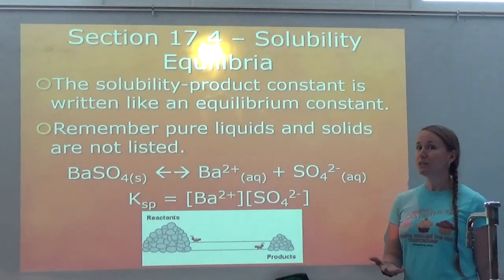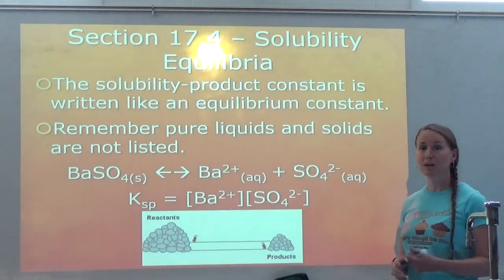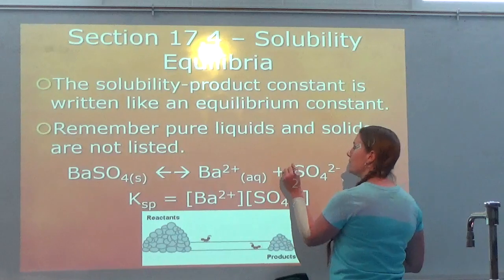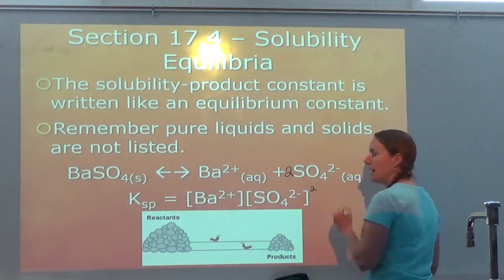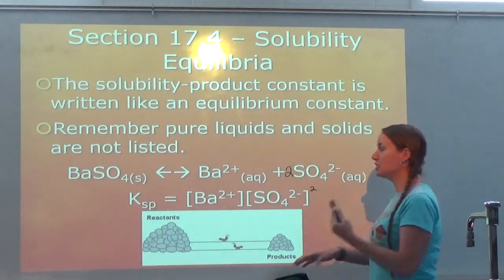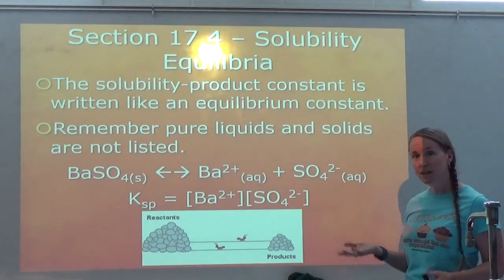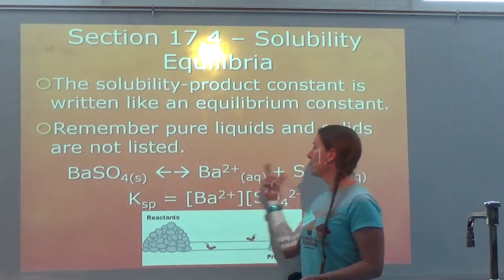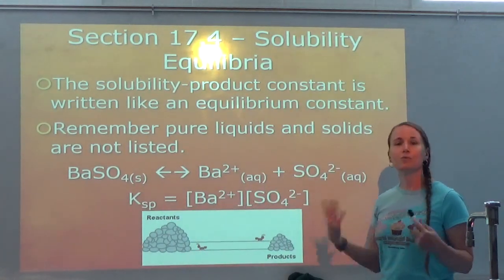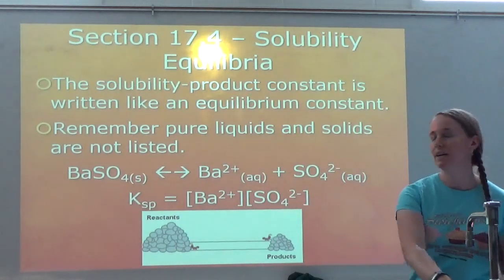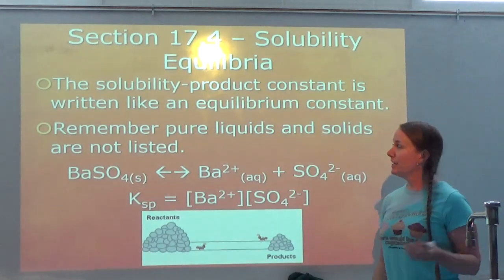Now, it's been a while since we've had to use coefficients because we've been on acids and bases. But for example, if there had been a 2 here, I would have squared that one. Okay, so just don't forget about that. So if they ask you to write Ksp for a substance, you just break it up into ions and then write the ions as the product of them as your K value.